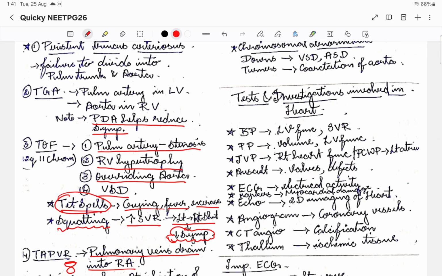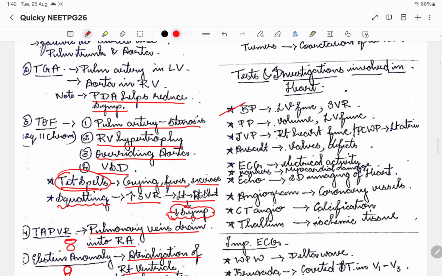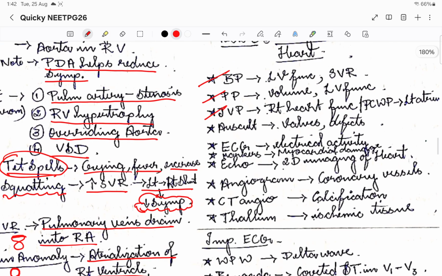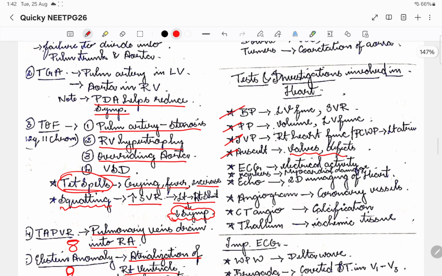These are the tests and investigations related to the heart. Okay, so BP, I told you, right, will tell the left ventricular function and the systemic vascular resistance. The pulse pressure will tell about the volume and the left ventricular function, whereas JVP will tell everything about the right heart function. And then coming to auscultation, basically all the valves. So all this examination and testing will tell about the heart. Okay, the entire heart, all the plumbing.